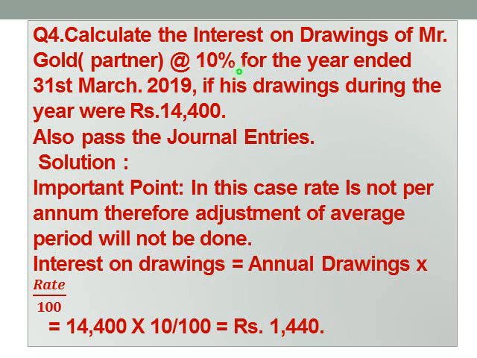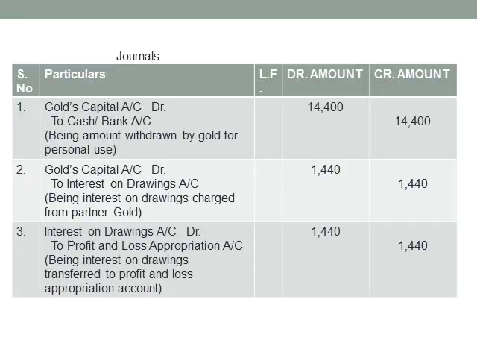So whenever the per annum rate of interest is not given, in that case you don't have to make any adjustment for months. So let us see how to calculate interest on drawing in this case. It will be equal to annual drawings multiplied by 10 upon 100. We will not make any adjustment of months because this rate is not per annum. So the interest on drawing will be 1,440. Let us see the journal entries.